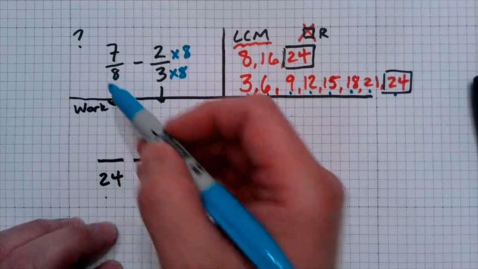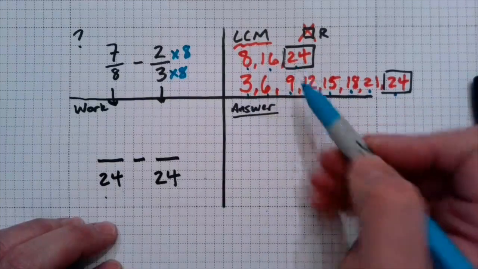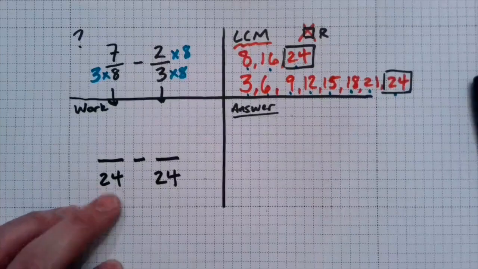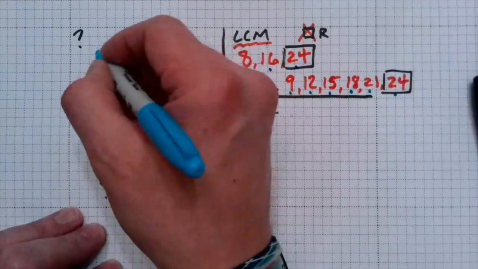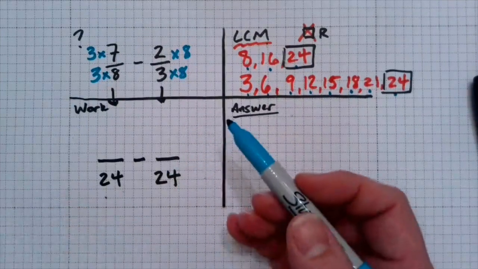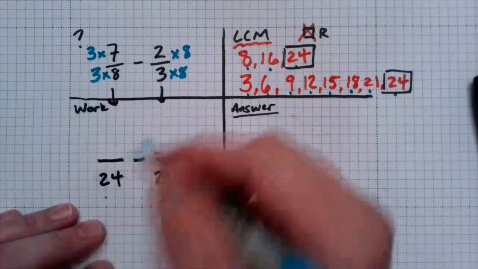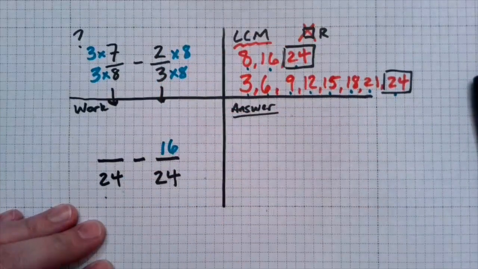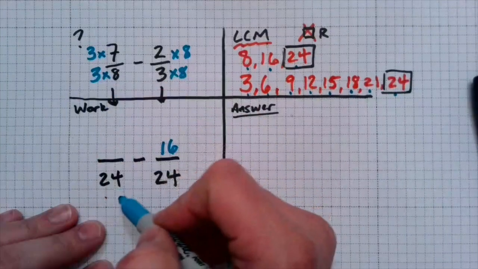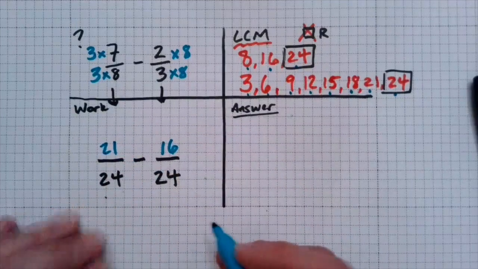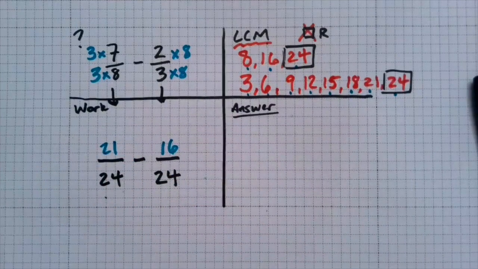How did an 8 become a 24? Well, 1, 2, 3. The third multiple times 8 down here gave them 24. And if I change the denominator, I come up here and change the numerator. So now let's rename these fractions based off of their common denominator. 3 times 8 is 24, 2 times 8 is 16. Over here, 3 times 8 is 24, and 3 times 7 is 21. So the students now have the task of finding the difference.